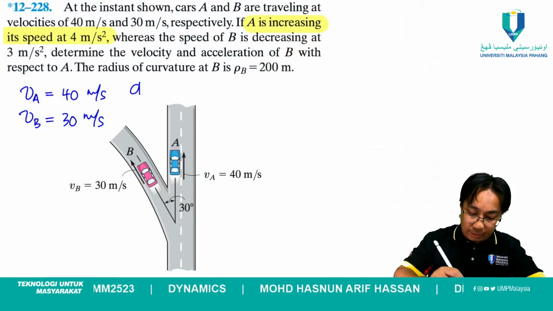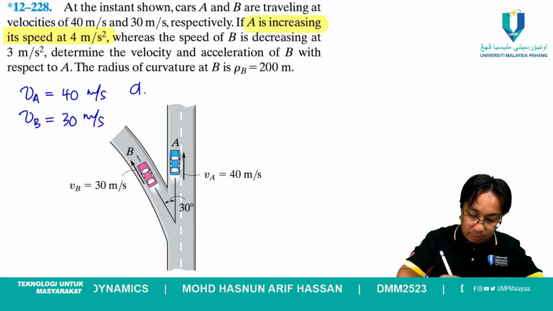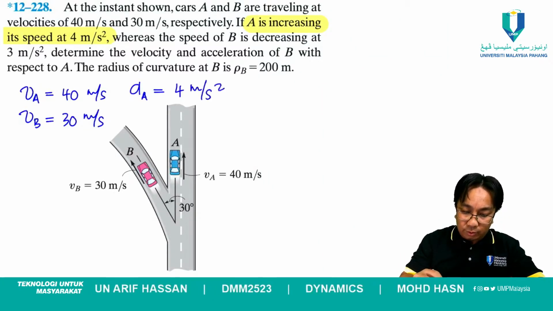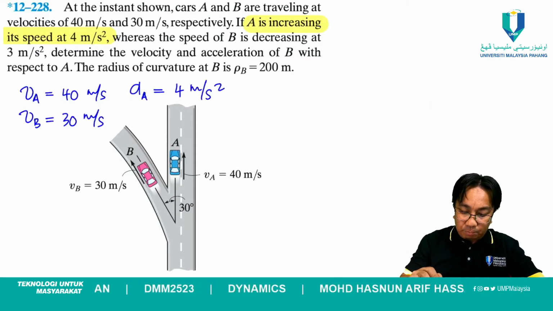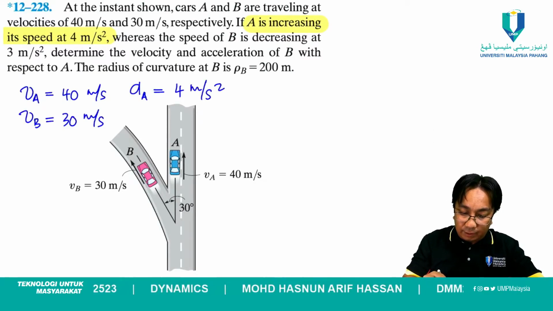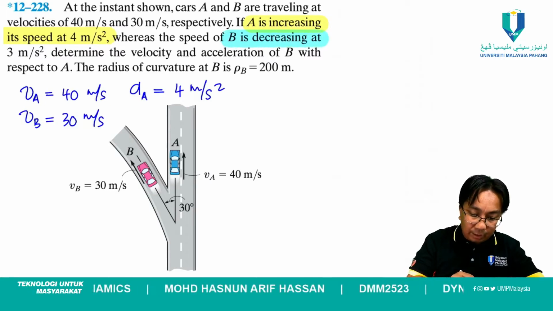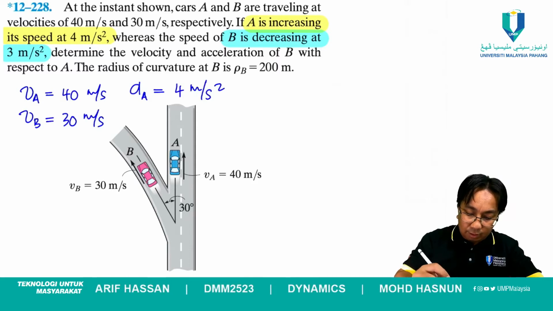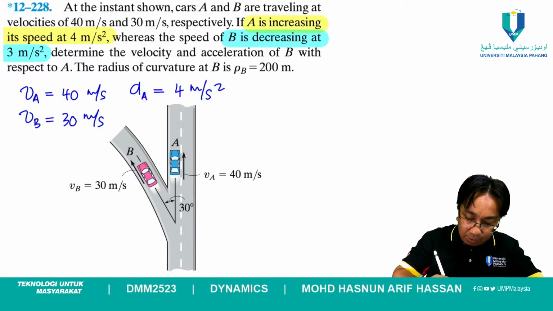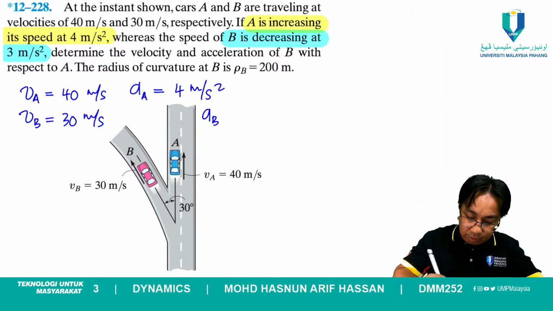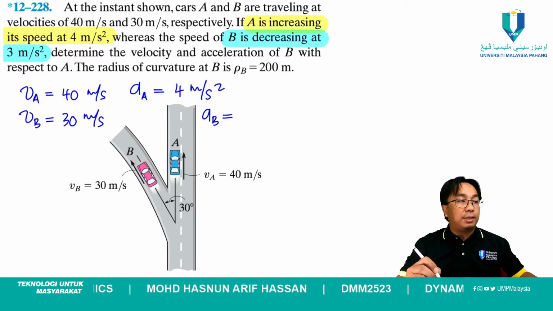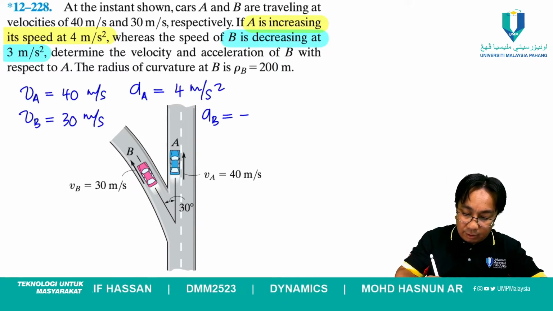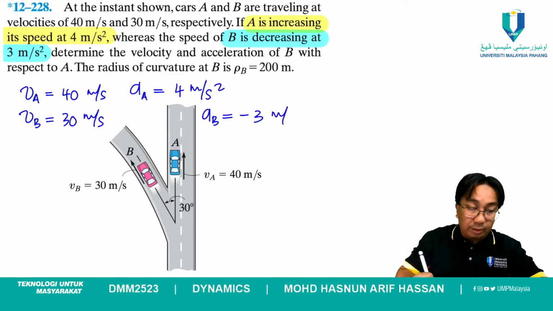AA is 4 meter per second square, and it also says here that the speed of B is decreasing. B is decreasing at 3 meter per second square. So basically this is AB. AB is decreasing, which means that it has negative acceleration. So minus 3 meter per second square.